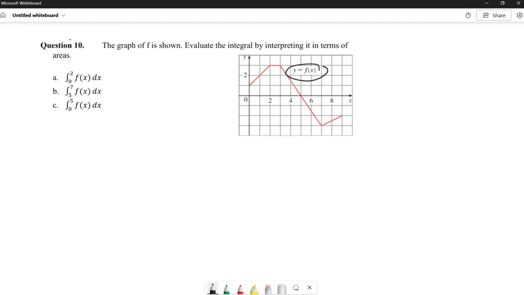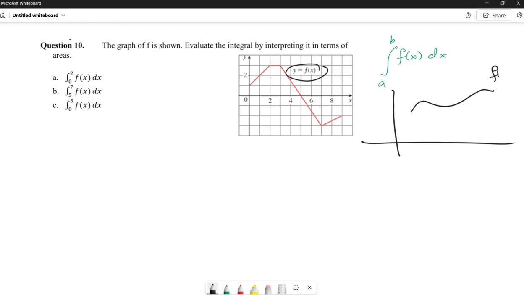We know the integral from a to b of a continuous function is visually shown as follows: if a function is continuous from a to b, then this integral is represented by the area enclosed between the curve and the x-axis from a to b.